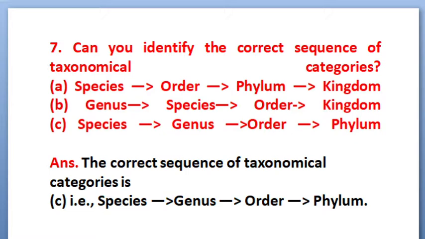Can you identify the correct sequence of taxonomical categories? Option A is species, order, phylum, kingdom. Option B: genus, species, order, and kingdom. Option C: species, genus, order, and phylum. Answer is here. The correct sequence of taxonomical categories is species, genus, order, then phylum.